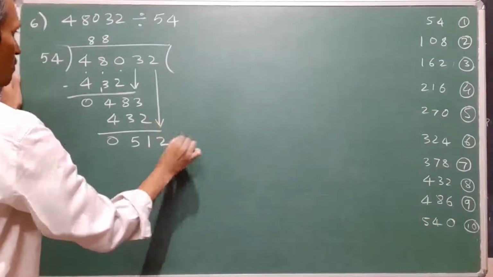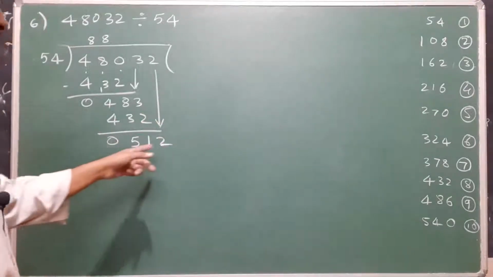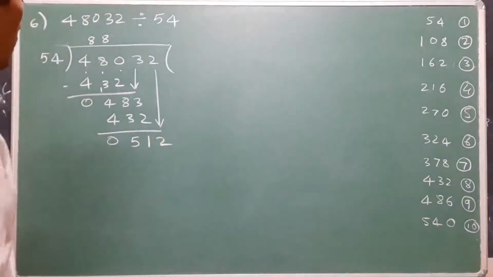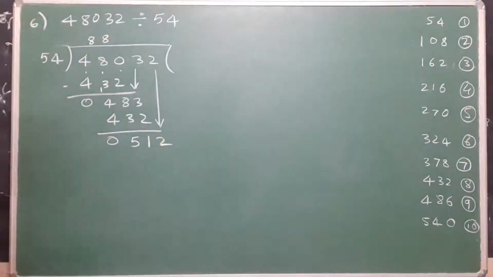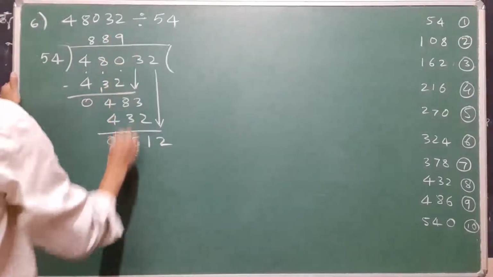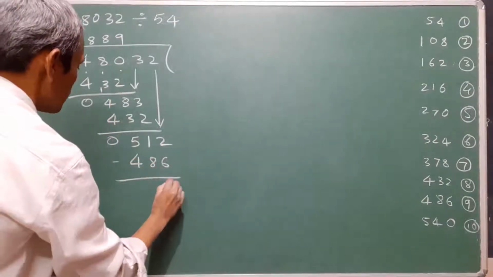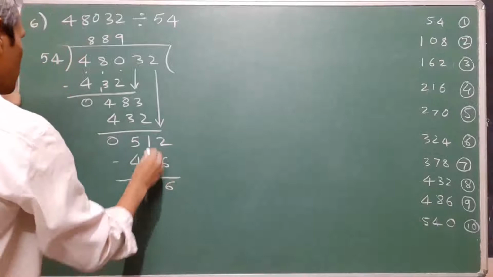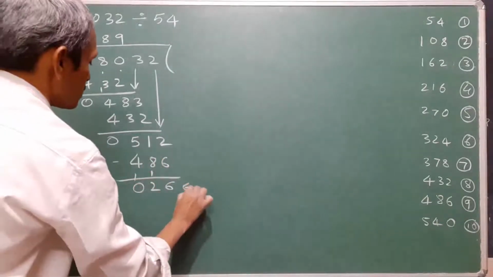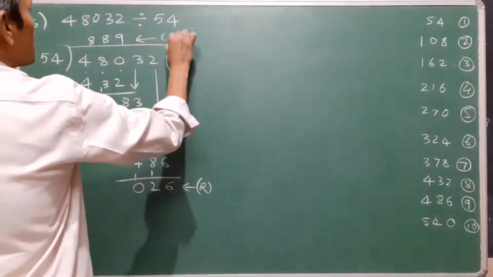Take this one down. Next digit, it becomes 512. Search for this one, 512. 540 is there, which is greater, so less than 512 is 486, so take 486. That is 54 9s are 486, and after subtracting this one we will get here 6. This one is 11 minus 9 is 2. This one is 0. 26 is the remainder, and this 889 is the quotient.